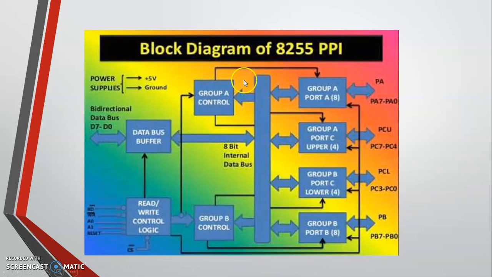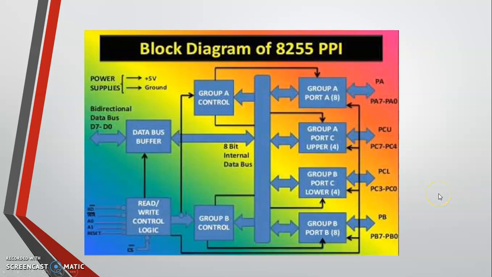This is the functional block diagram of 8255. It shows the internal architecture of 8255. It mainly consists of 4 blocks. The first block is the data bus buffer, the second block is the read-write control logic, the next block is group A control, and the last block is group B control. Then we have to see the detailed functioning of each block.